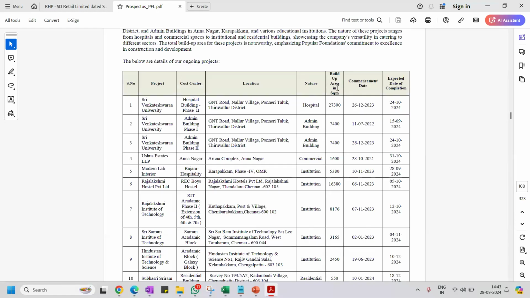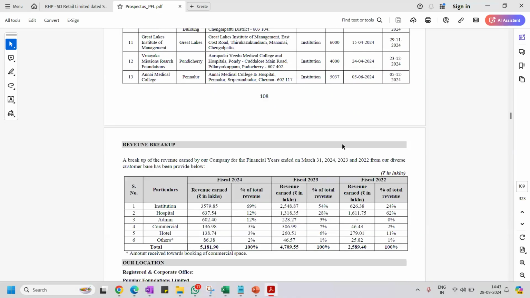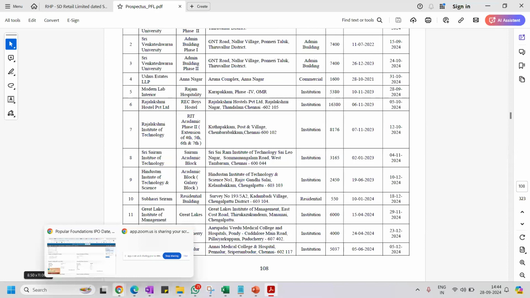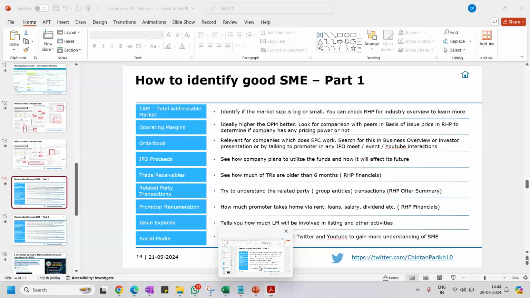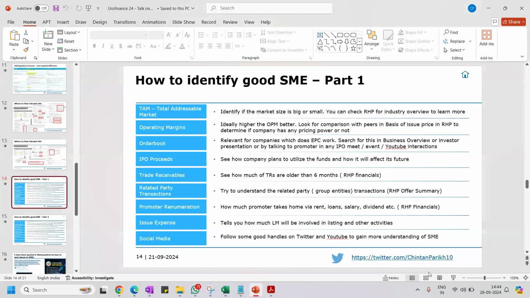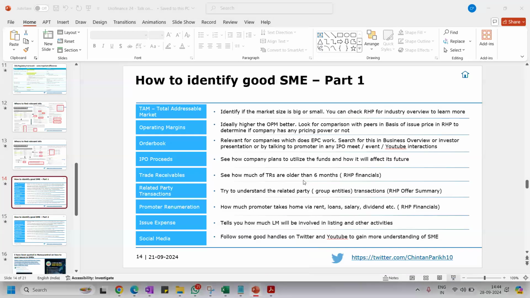Here they've given the order book in terms of built up area in square kilometer, and you can take some kind of educated guess that it will take like 400, 500 rupees for wall and stuff like that, and a little bit more for furnishing. You'll be able to have a rough idea how much revenue this particular company will make in the coming years. I hope this is visible and you guys are able to follow this. If not, please interrupt me and ask me questions.